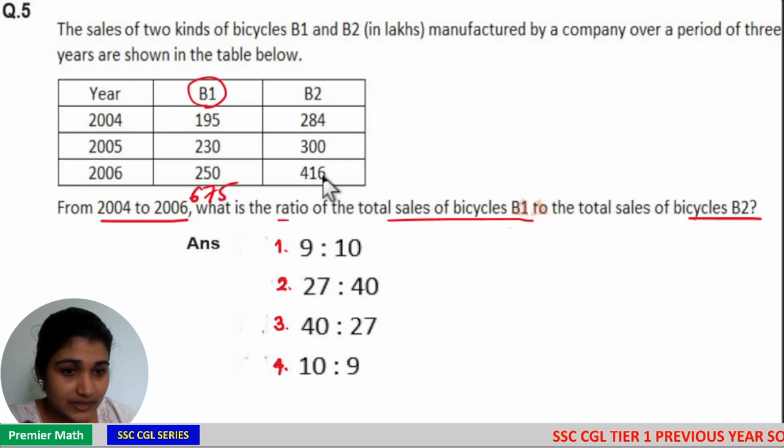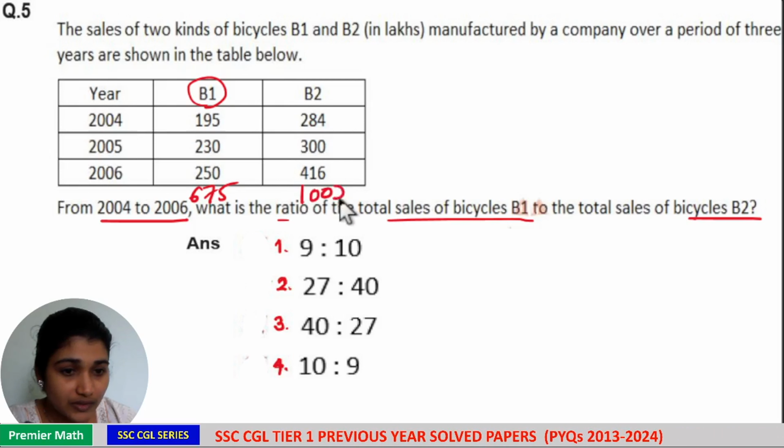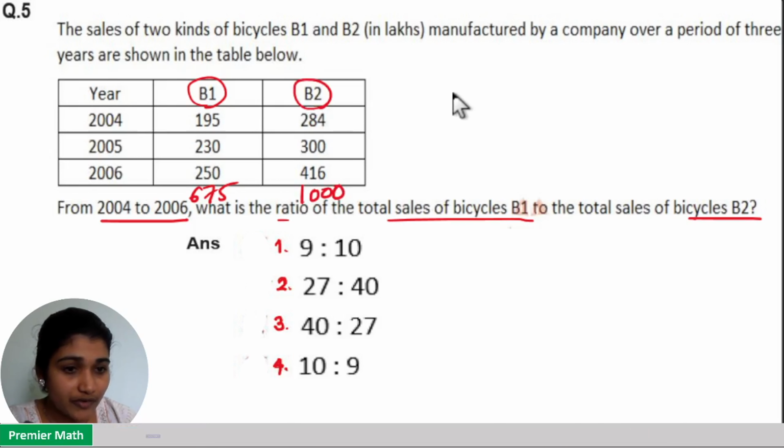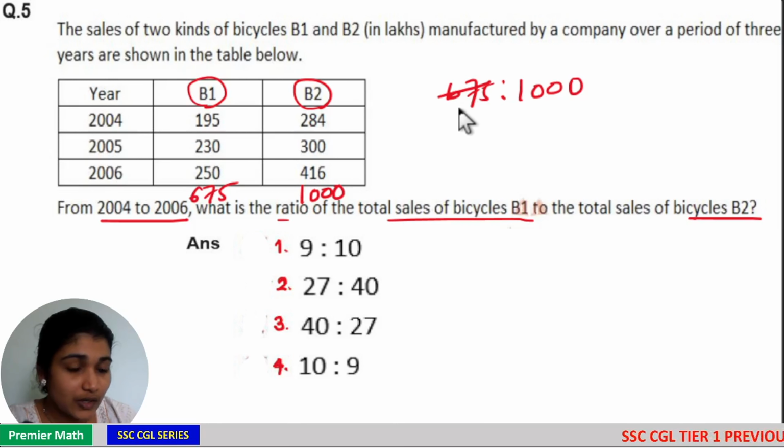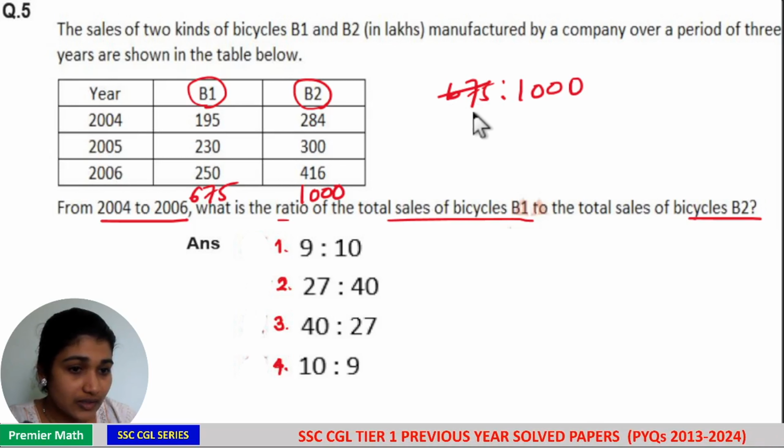Now for B2, 300 plus 300, 600, 600 plus 400 is 1000. Now take the ratio of B1 and B2, which is 675 is to 1000. 25 goes 4 times in 100, means 25 goes 6 into 4, 24 times in 600. Then 27 times in 675.